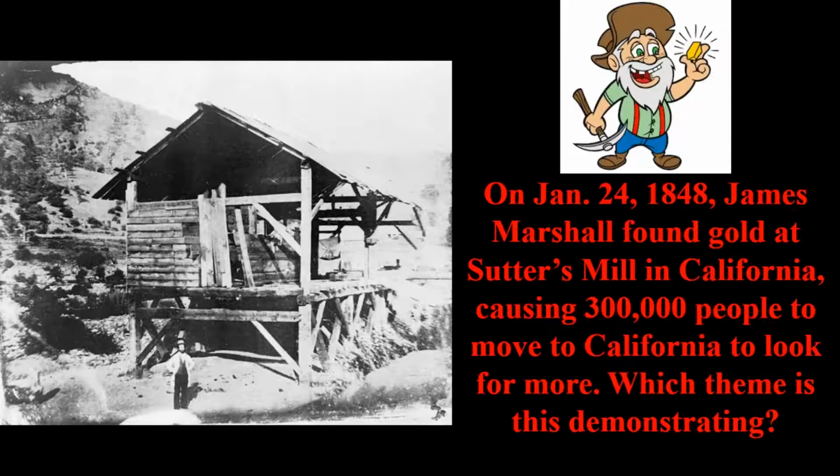On January 24th, 1848, James Marshall found gold at Sutter's Mill in California, causing 300,000 people to move to California to look for more. Which theme is this demonstrating?